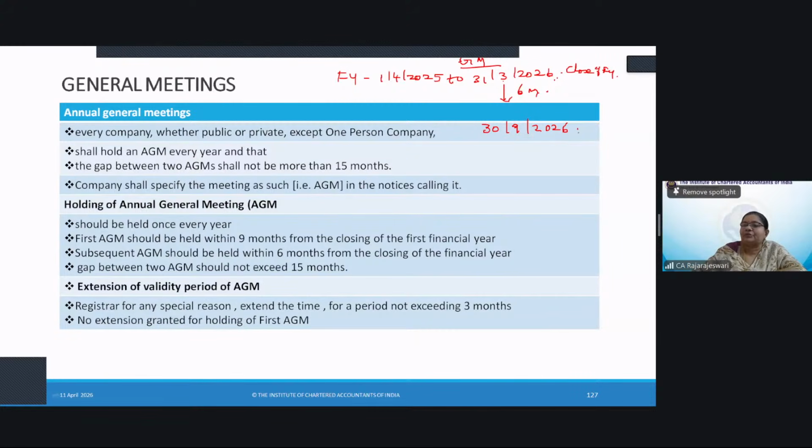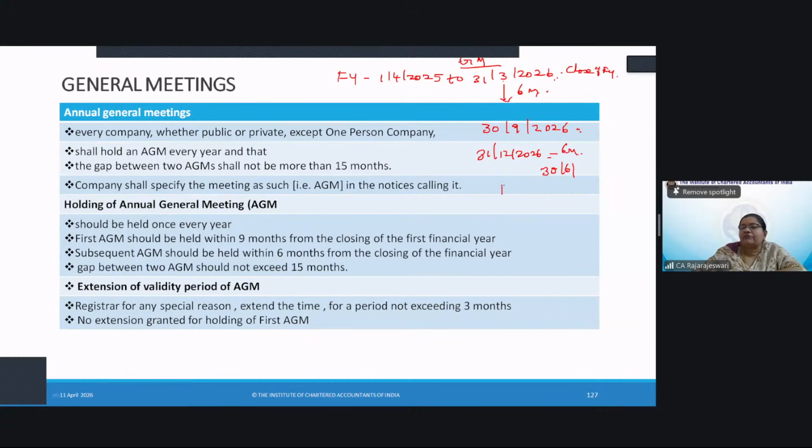So the company should hold its annual general meeting within 6 months of the close of its financial year. If it is closing its books on 31/3/2026, then it must hold its AGM by 30th September. Suppose the company closes on 31/12/2026, then it should hold its AGM within 6 months from that date, that is, within 30th June. Generally, the majority of companies keep this as the financial year, they close the accounts, and within 6 months you should hold it.